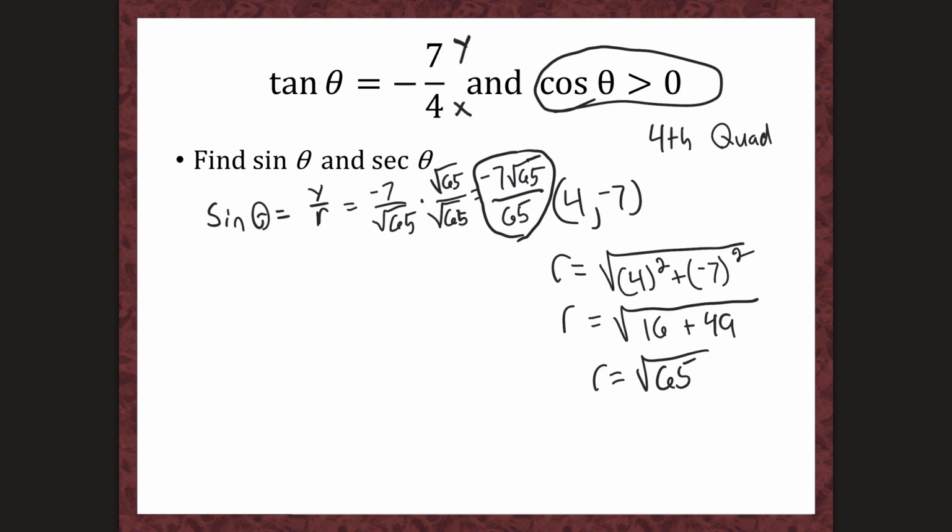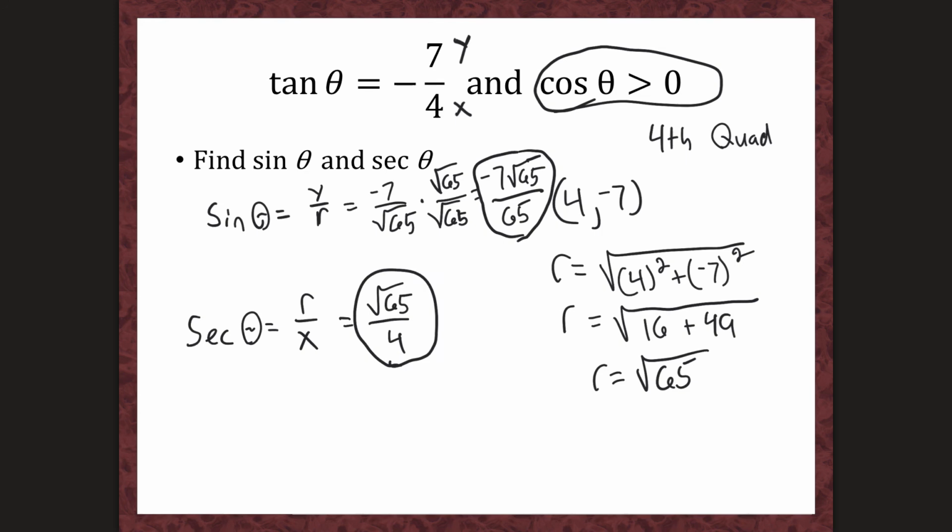Cool, now let's work on secant of theta. Now, secant is the reciprocal of cosine. Cosine is x over r, so secant will be r over x. And that will actually work to our advantage here. Cosine is positive in this quadrant, so secant should also be positive. Our r value is the square root of 65, and our x value is 4. And I don't need to do any simplification for once. That's just our answer.